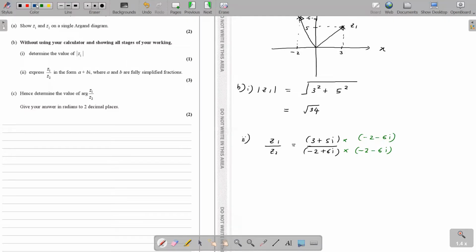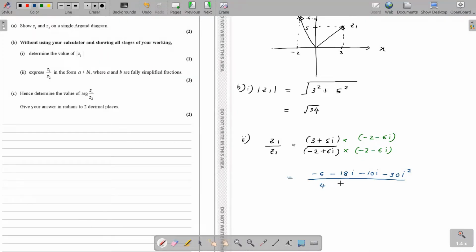So shall we multiply? What do we get here? Make sure you show the multiplication out. 3 times minus 2 is minus 6. 3 into minus 6i is minus 18i. 5i into minus 2i is minus 10i. 5i into minus 6i is minus 30i square. Is that okay? Okay, the denominator: minus 2 into minus 2 is plus 4.